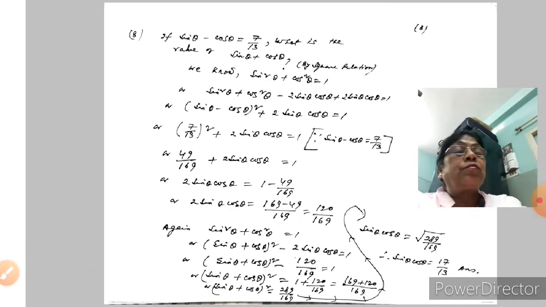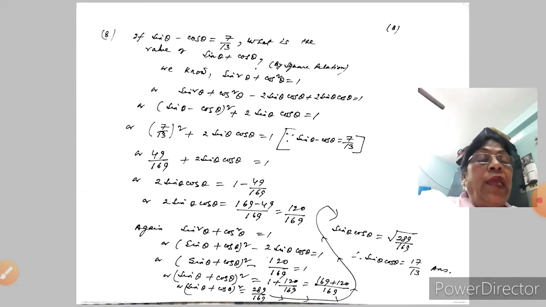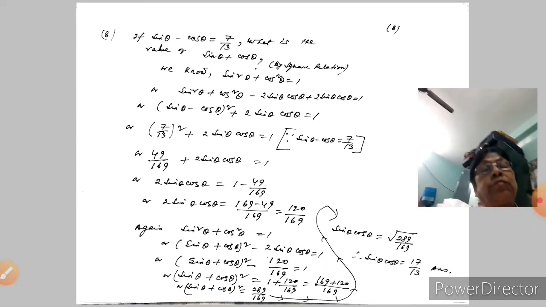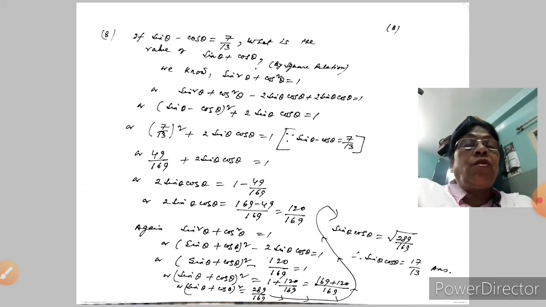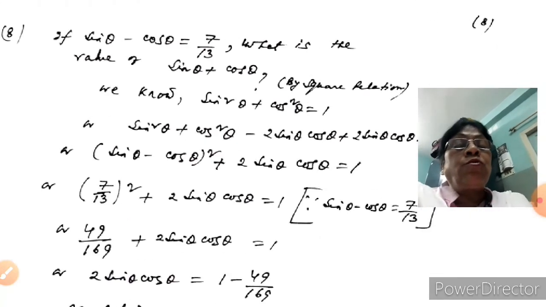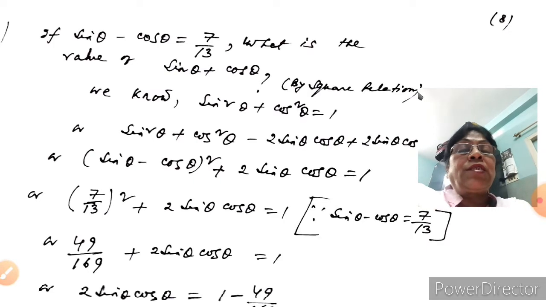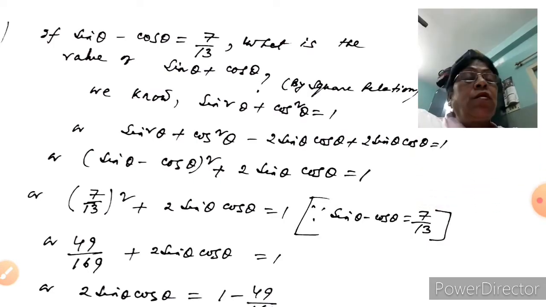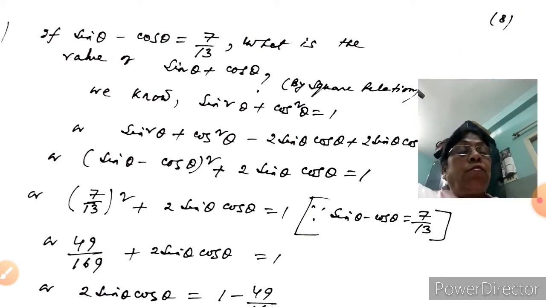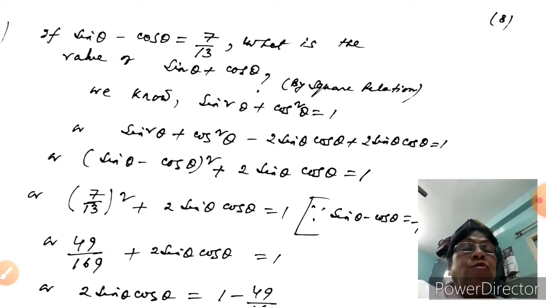Now, question number 8. If sin theta minus cos theta is equal to 7 by 13, what is the value of sin theta plus cos theta? So, by square relation we know sin square theta plus cos square theta is equal to 1.